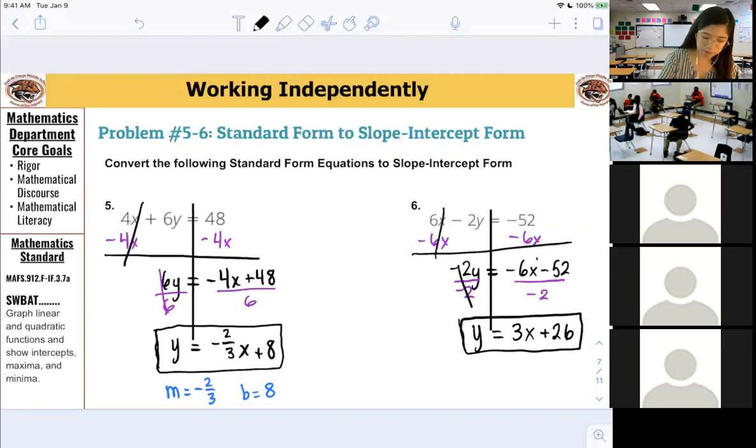And again, this is useful now because now I know the slope is 3. And I kind of liked how Lauren said this before. This is 3, but really it's 3/1 because that's going to be my rise and my run. And then the b is 26.